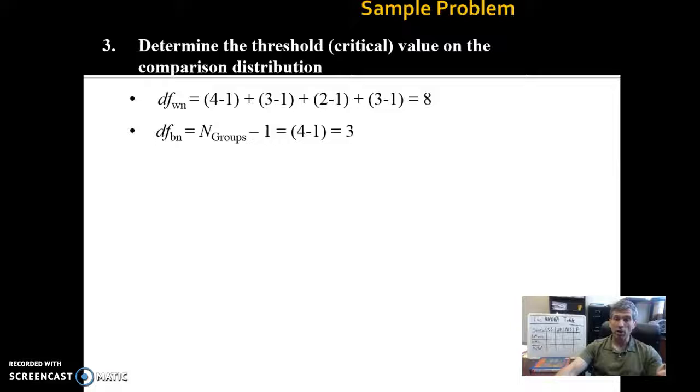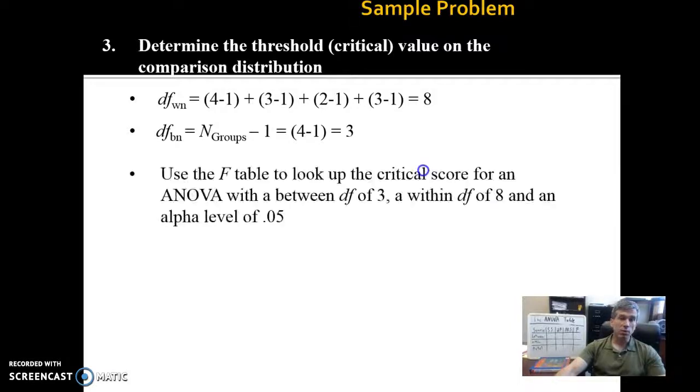Again, that involves using our alpha and our 2 different degrees of freedom. And in this class, you'd be using the F table. So if we use the F table to look up those critical scores, what we would find, and you can do it yourself, is 4.07. What that means is that F ratios that are larger than 4.07 have a smaller likelihood than alpha of happening if the null was correct.